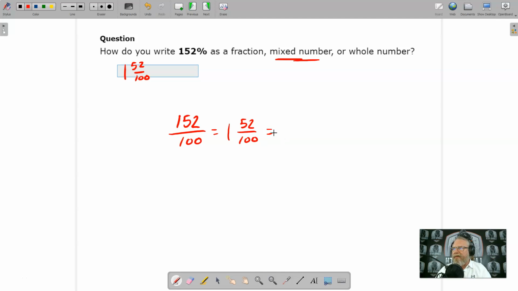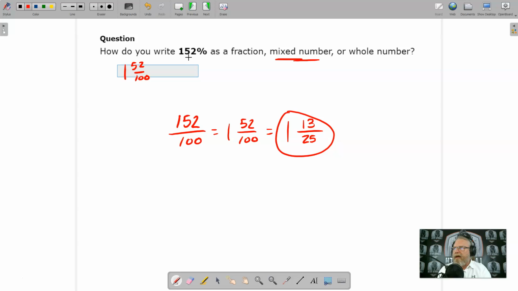We could also simplify this, right? 52 and 100 are both divisible by, we know they're divisible by 2. I think, yep, they're divisible by 4 as well. So 52 divided by 4, well, 10 4s will be 40. That would leave me with another 12, and I'd need 3 more. So it should be 13. And 100 divided by 4 is going to be 25. And 13 is prime, and it won't go into 25, so I know I'm good. This is the simplified version here. So we could put in also 1 and 13 25ths.